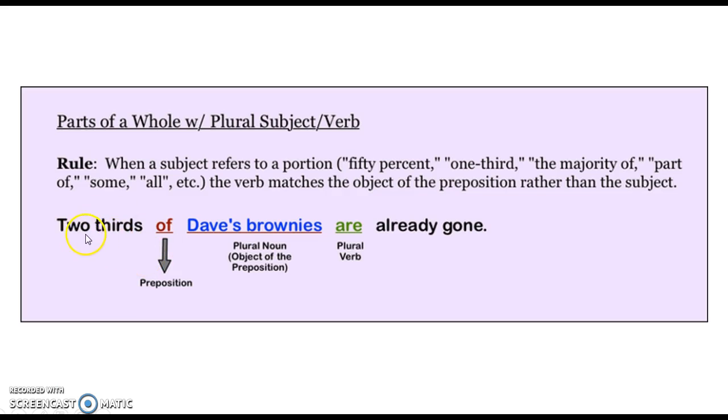So for example, 2/3 of Dave's brownies are already gone. We're going to ignore the fraction and look at the subject right here. We're talking about brownies, that's plural, okay? And so the verb is also plural.